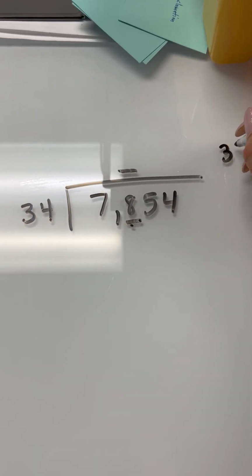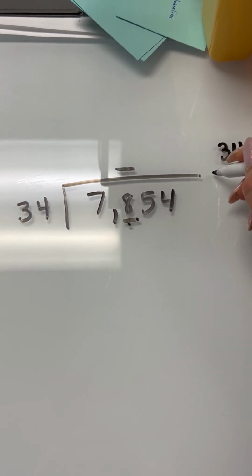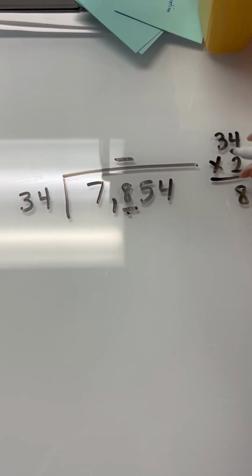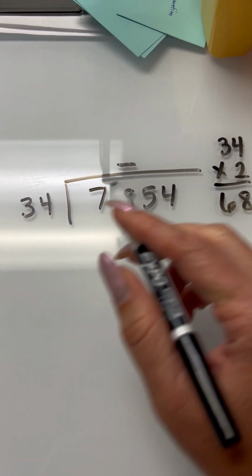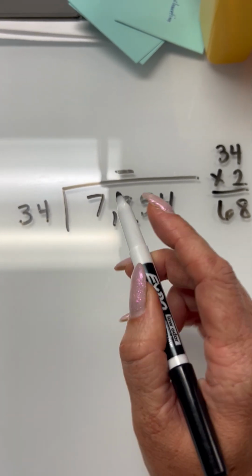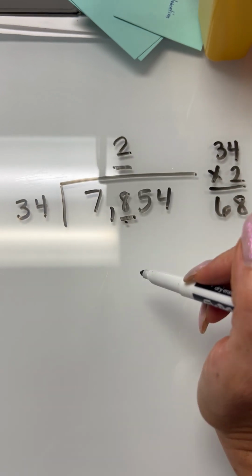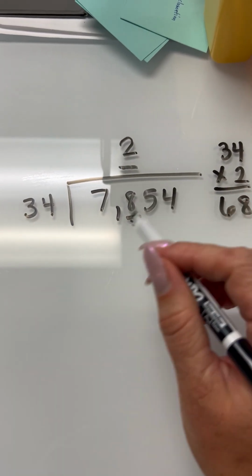Over here, I'm going to find the product of 34 and 2. 2 times 4 is 8. 2 times 3 is 6. And that looks pretty close. I don't think I'm going to be able to get any closer to 78. So I'm going to put 2 as the first number in my quotient.